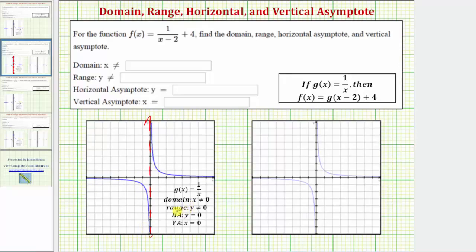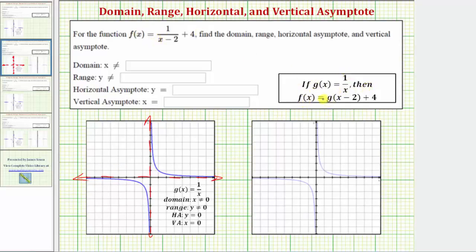The range, or set of all possible outputs, would be all real numbers except y can't equal 0. A fraction with a non-zero numerator can never equal 0. And the graph also has a horizontal asymptote of y equals 0, which is this horizontal line here. Notice as the graph moves to the right and moves to the left, it approaches the horizontal line y equals 0.